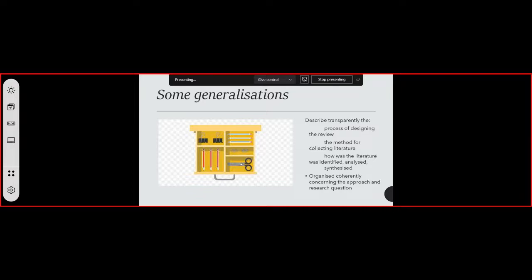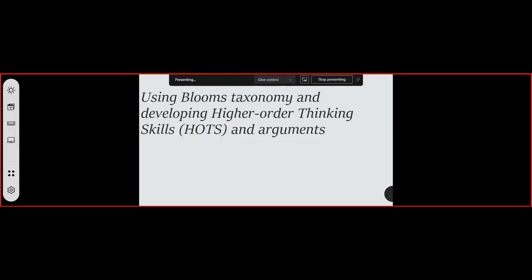So in any type of communication of your literature review, you need to be transparent in what you did, how you did it, who did it, and what you found and your conclusions. And that would be critical in any type of communication or writing up of your literature review.